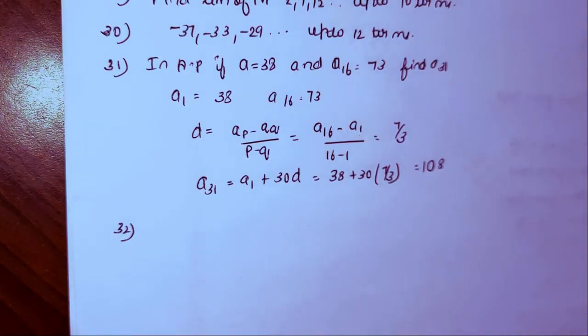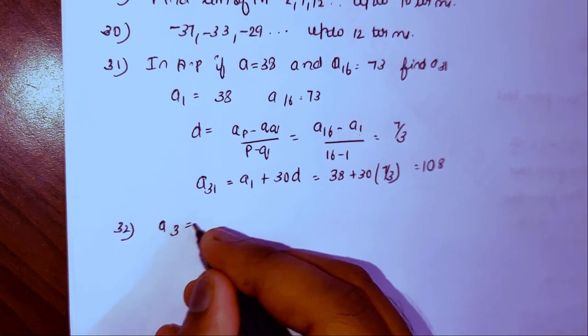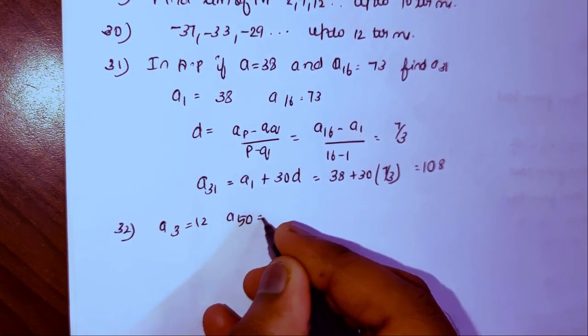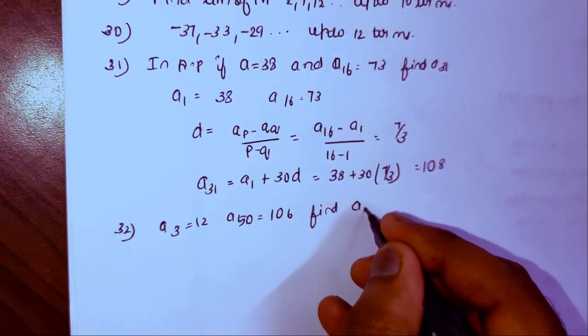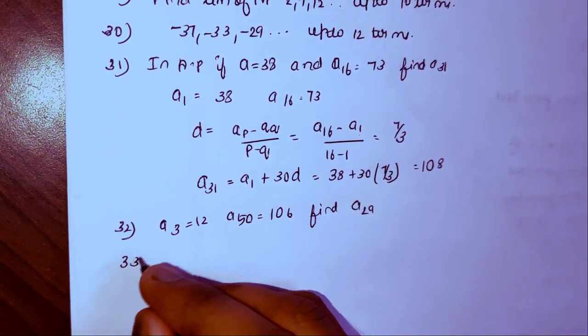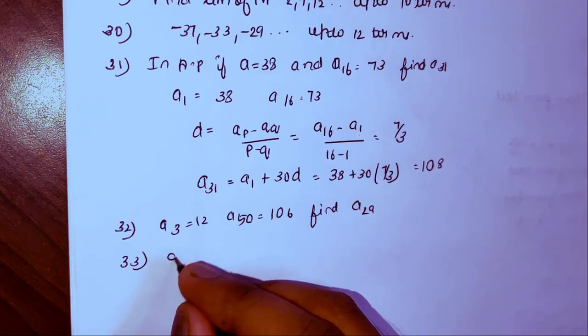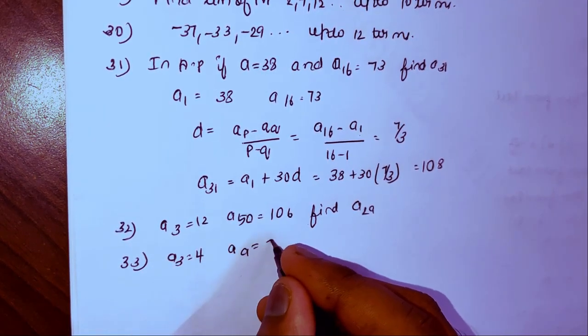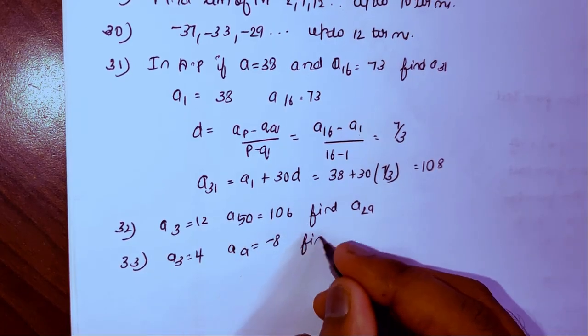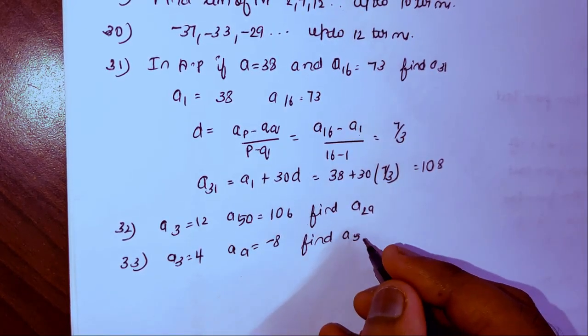32nd question. A3 is 12, A50 is equal to 106. Find A29. 33rd. A3 is equal to 4, A9 is equal to minus 8. Find A5.